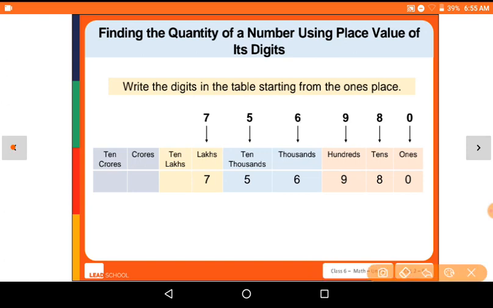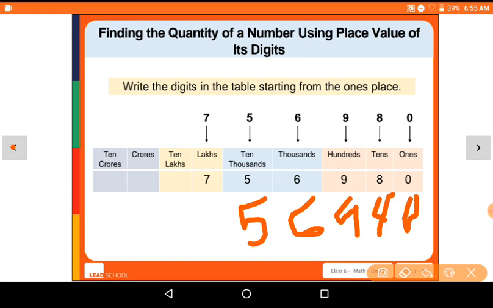We can represent again, we can say that 0, then 8, then 9, 6, 5 and 7. So these all are the numbers we are representing over here. So write the digit in the table starting from the ones place.